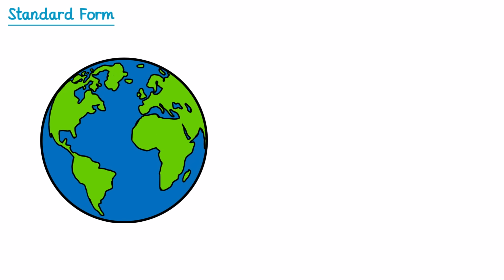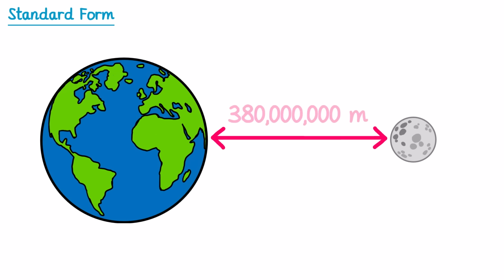The distance between the Earth and the Moon is roughly 380 million metres. This is quite a big number. In maths and science, when we have really big numbers like this, we have another way of writing them down that's often more convenient. So we could write this number as 3.8 times 10 to the power 8 metres instead.